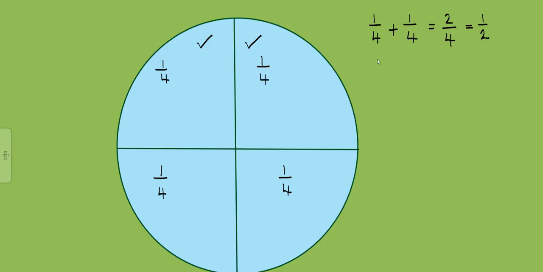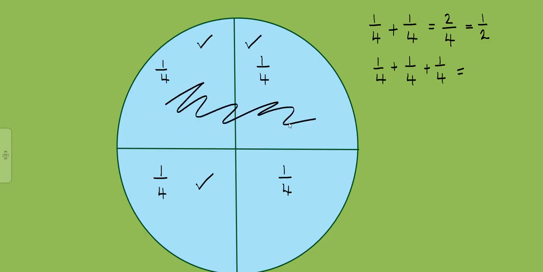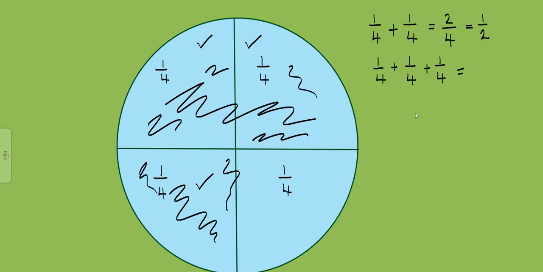Okay, so what about if I added a third quarter? So I'm going to include this one. So I've got 1/4, 2 quarters, 3 quarters. And again, if you can get a visual on that, you can sort of shade it in a bit. I don't know if that's helpful or not. But we've basically got 3 quarters of the circle there. So 3 quarters.